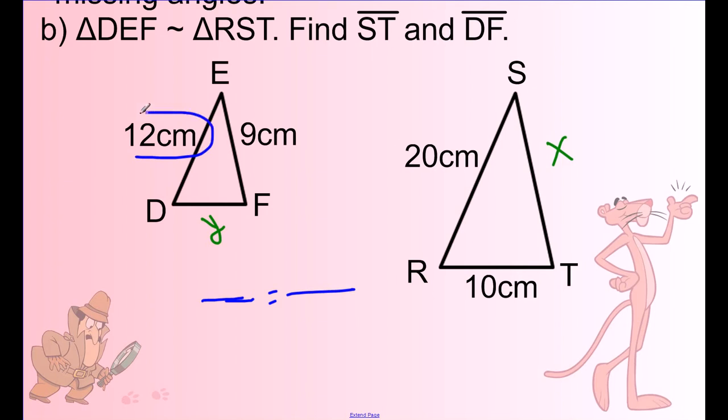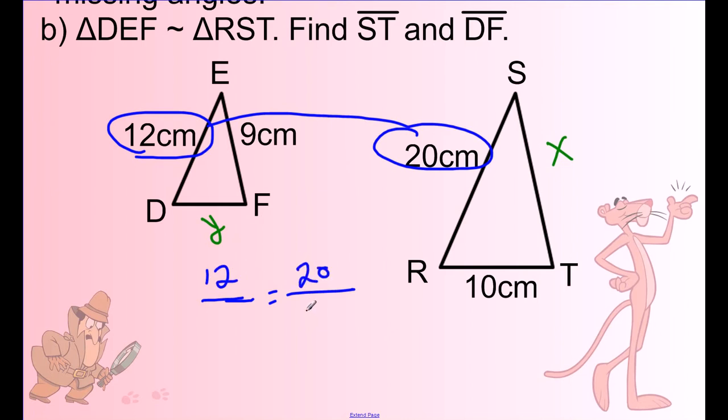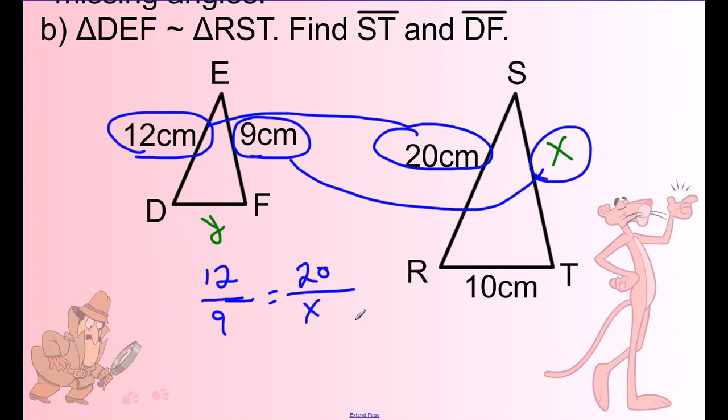So for example, from 12 to 20, there's a relationship there. There's a scale factor, some number. I could figure it out, but I don't care right now. But that relationship there is going to help us find the other part. So for example, now I have 12 corresponds to 20, and 9 corresponds to x. Look at that.